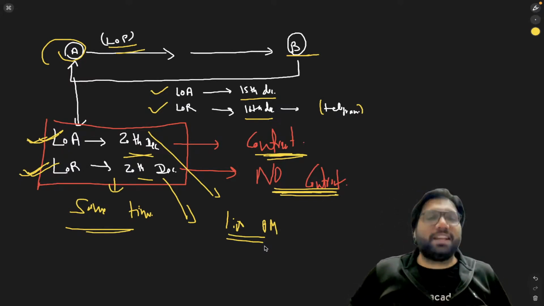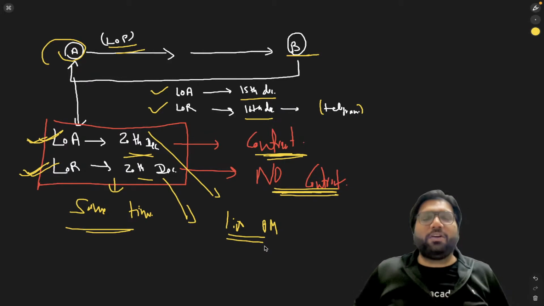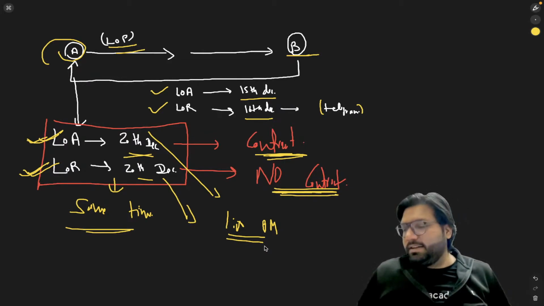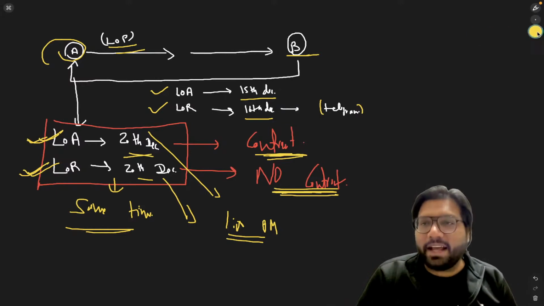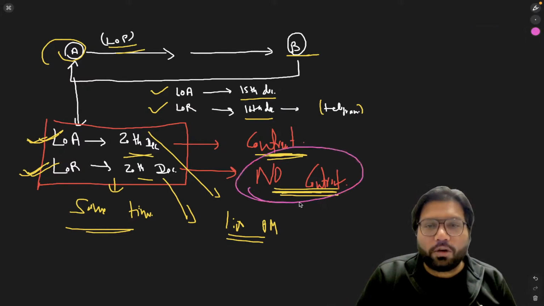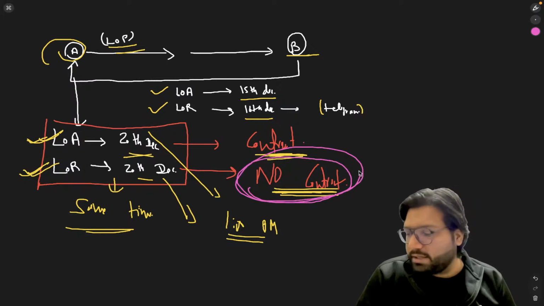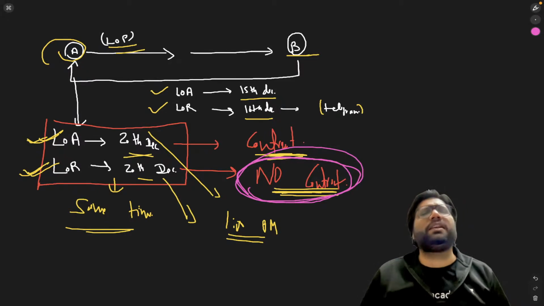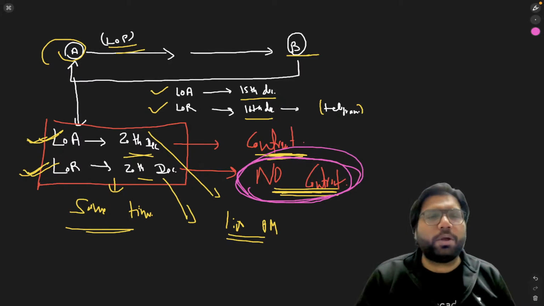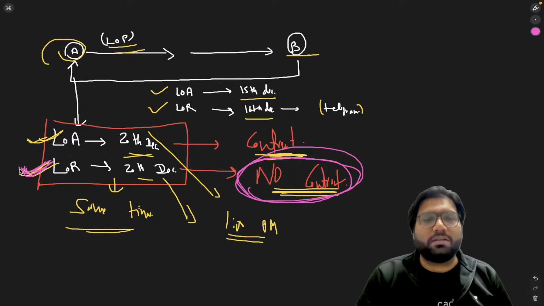Okay, now let me answer, students. In that scenario, this will be treated as no contract. Now coming to the reasons why no contract: because we will give priority to the letter of rejection. Now why, sir? Why will we give priority to the letter of rejection?